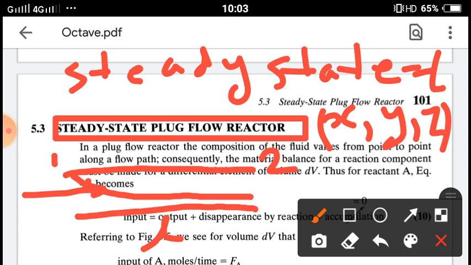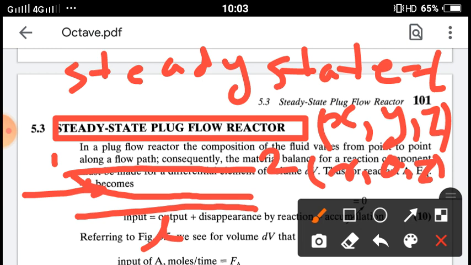But over here the plug flow reactor is tubular, so we will take the coordinates r, theta and z instead of x, y, z. R, theta and z are the cylindrical coordinates and x, y, z are Cartesian coordinates.